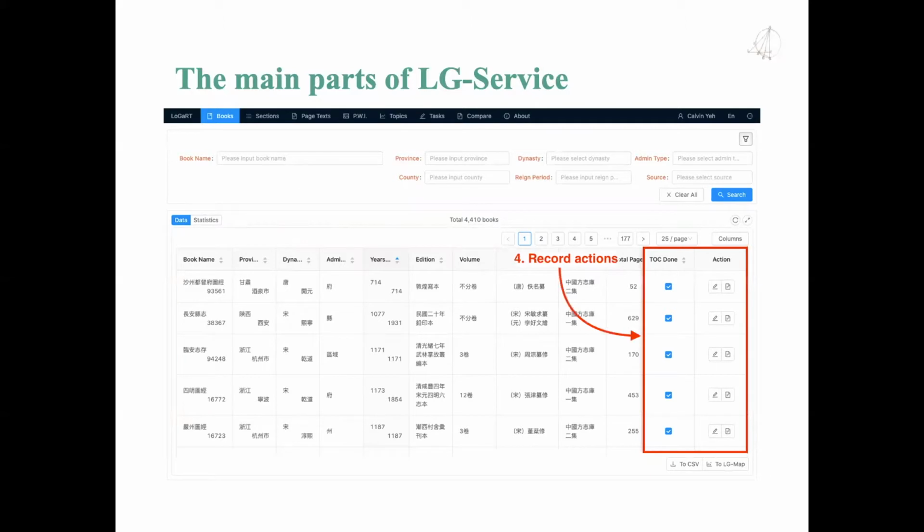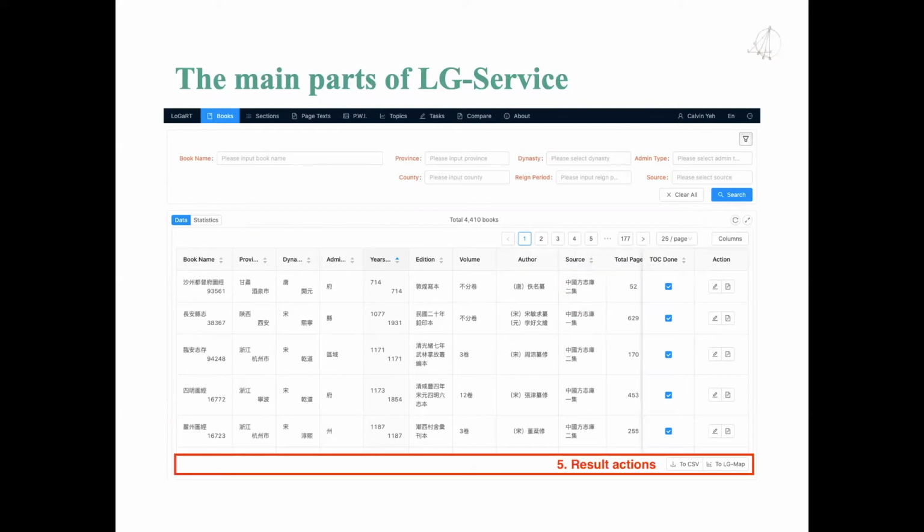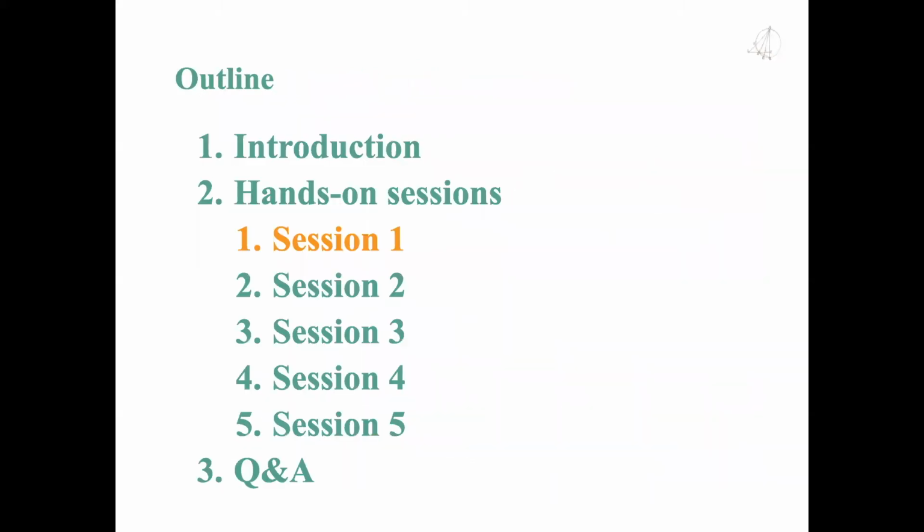The fourth element is record actions. For each record in the results table, you can execute certain functions in the action column. The fifth element is result actions. You can execute certain functions in the result actions area for the whole result list. Okay, let's start our first hands-on session.